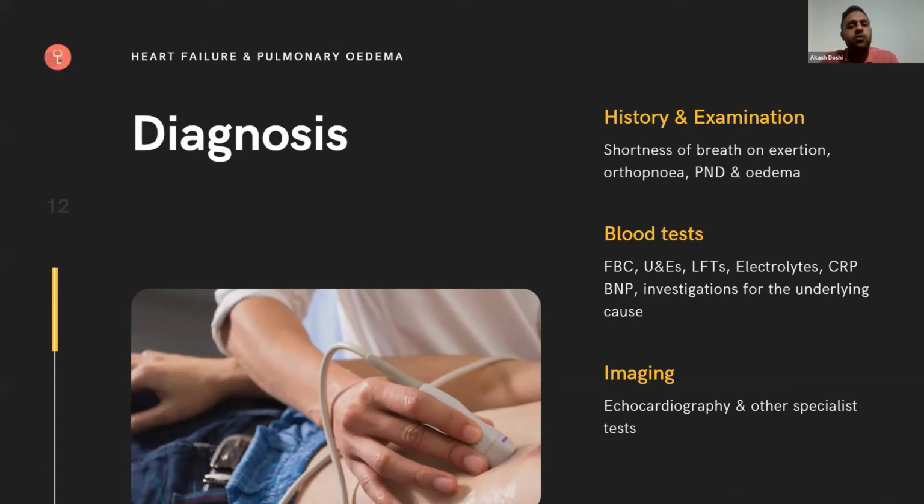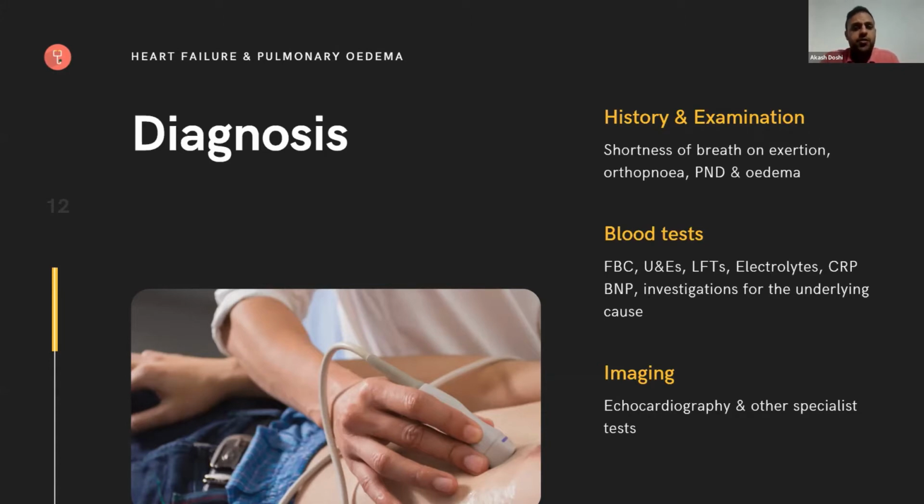And so in the history and examination, you're looking for shortness of breath on exertion, particularly orthopnea, which is where you get breathless when you're lying flat. You might find that the patient states that they've been using more pillows than usual when they sleep. They may also describe paroxysmal nocturnal dyspnea. That's when they wake up in the middle of the night, really short of breath, really gasping for breath, and they need to get up for that to feel a bit better. And they'll describe edema. Classically, that edema is in their legs.